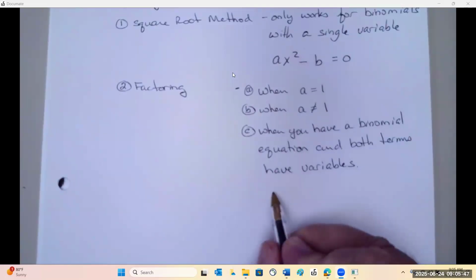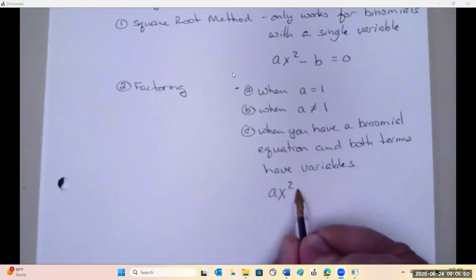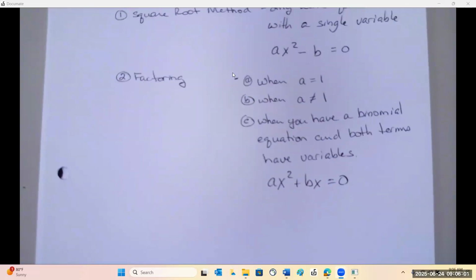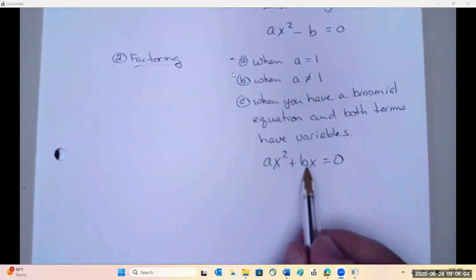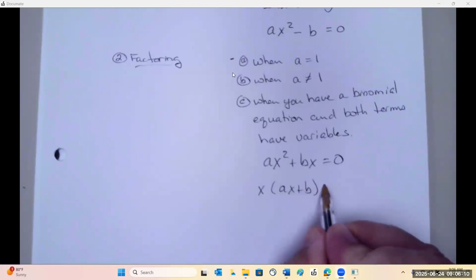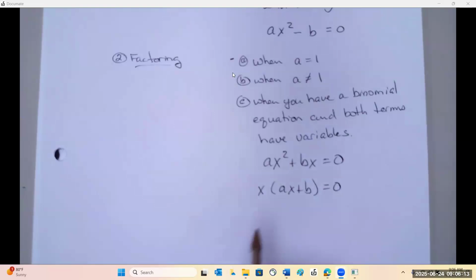But what if you have an equation like this? It's a binomial, but both terms have an x. The reason it's under factoring is that since they both have x's, you can factor out what they have in common. And now set both of these equal to 0 and solve. We didn't talk about this yesterday, but that's another form.